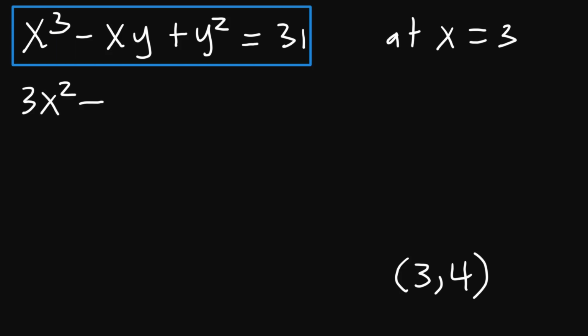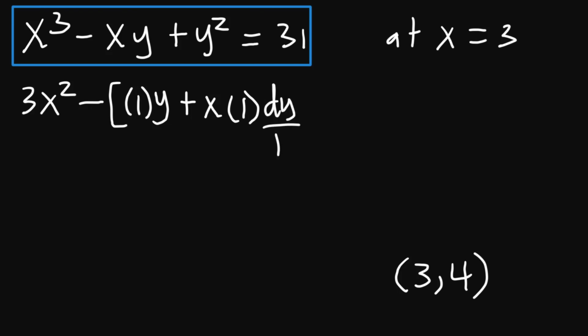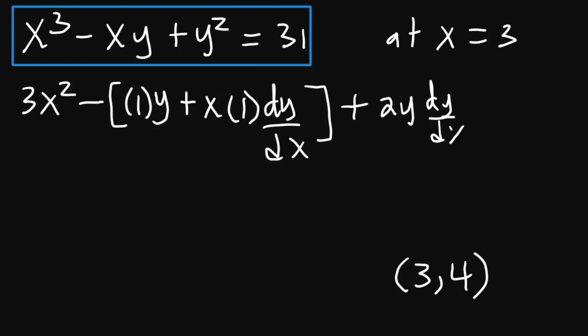Now we shall differentiate xy using the product rule. First of all, we shall differentiate x and get 1 and keep y constant, plus, then we shall keep x constant and differentiate y, which will give us 1. And during implicit differentiation, whenever you differentiate a y variable, you have to multiply through by dy divided by dx, and then plus the derivative of y to the power of 2 will be 2y, and also we shall multiply this by dy divided by dx, equaling to the derivative of 31, which is 0.